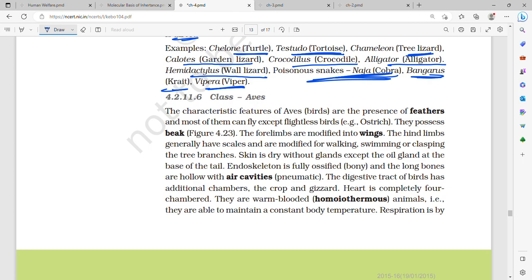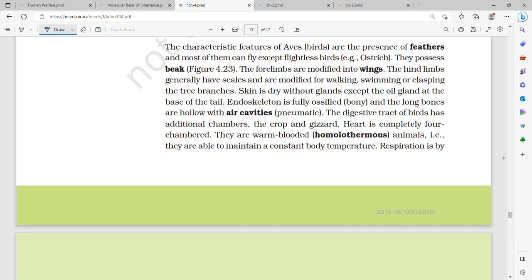Testudo is tortoise, Chelone is turtle. Class Aves. The characteristic feature of Aves or birds is the presence of feathers. Most of them can fly except for flightless birds such as the ostrich. They possess a beak. Forelimbs are modified to wings. Hind limbs have scales and are modified for walking, swimming, and clasping tree branches.